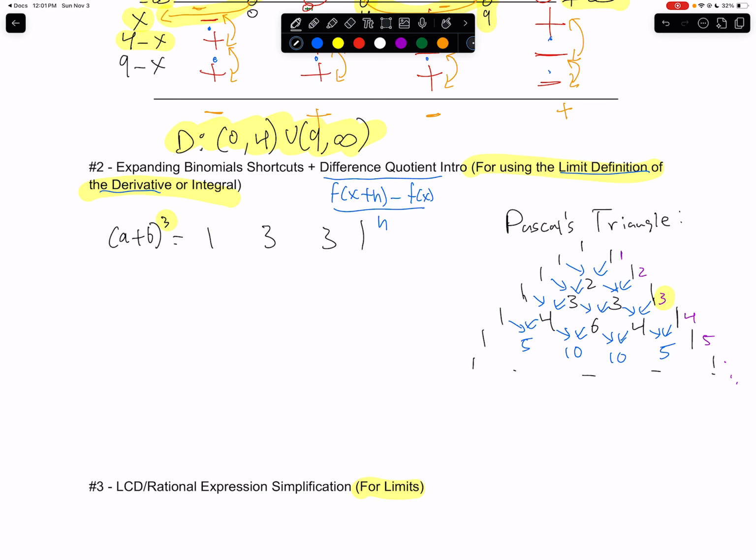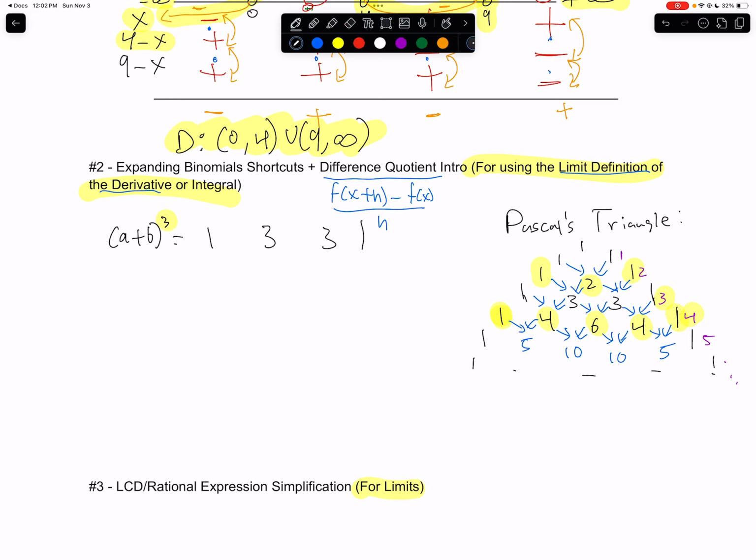3, 1. How did I know that they were the coefficients? Well, a squared plus 2ab plus b squared is 1a squared plus 2ab plus 1b squared. That's how I knew. Then this pattern continues, and these are just coefficients. So again, a plus b to the 4th, we'll go to row 4, and the coefficients will be 1, 4, 6, 4, 1. So it'll be 1a to the 4th, and yada, yada, yada, plus 1b to the 4th. That's how you get the coefficients.